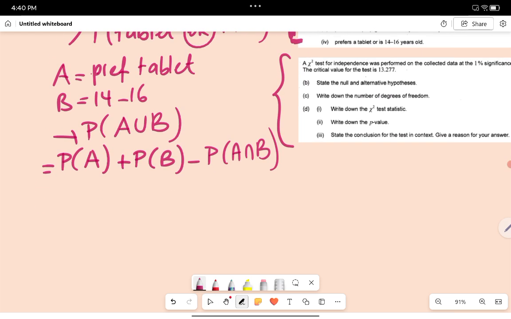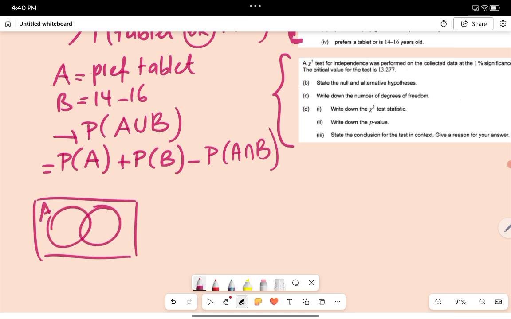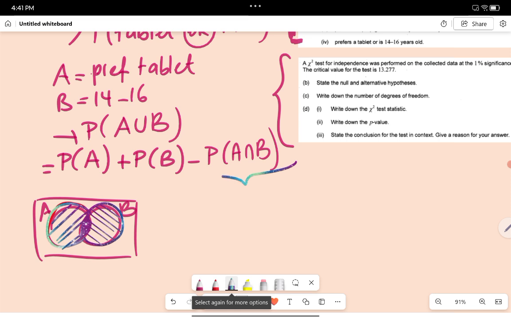So what it basically means, if you have a Venn diagram and you've got A and B, if we want the probability of A or B, that is everything in A or in B. So what we do, we take the whole probability of A, and then again we take the whole probability of B, but you see that now we have added this intersection thing twice. So that's why we have to subtract it here.